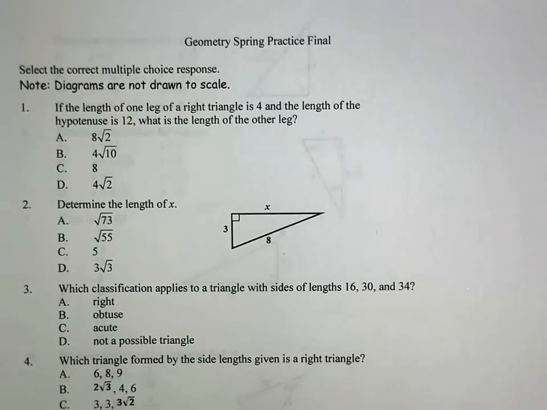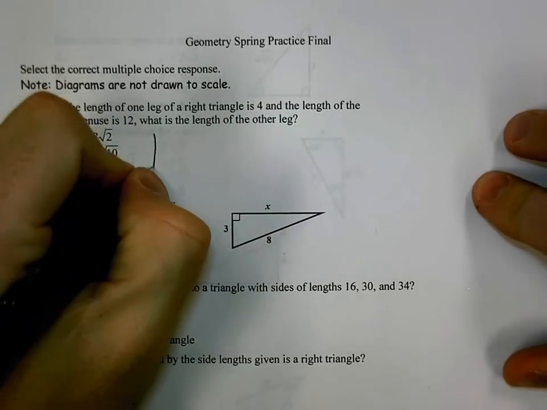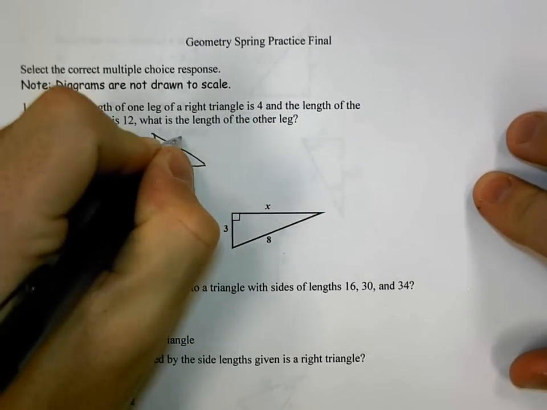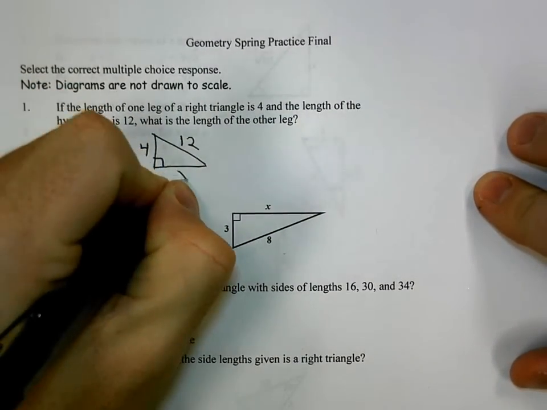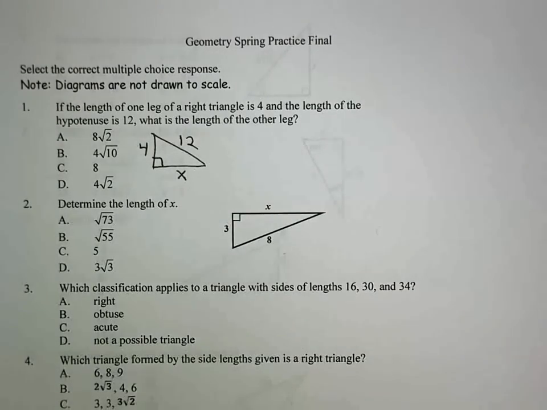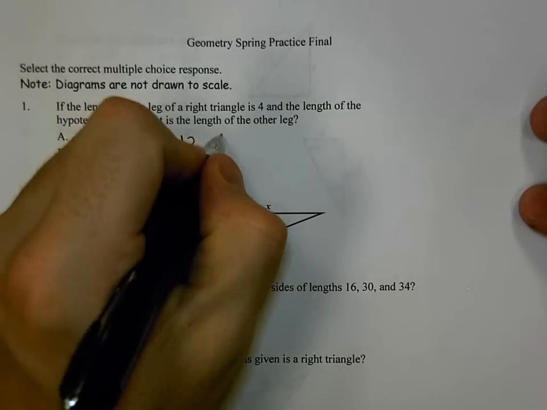It says if the length of one leg of a right triangle is 4 and the length of the hypotenuse is 12, what is the length of the other leg? So if we draw this, we can get a clear picture of what we're really looking for here. We have 12, 4, we need the other side. Well, this is going to be a Pythagorean theorem problem.